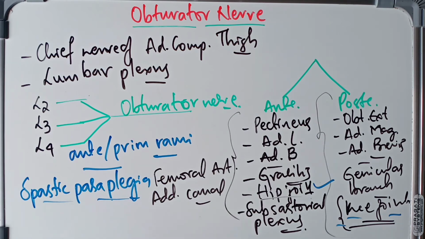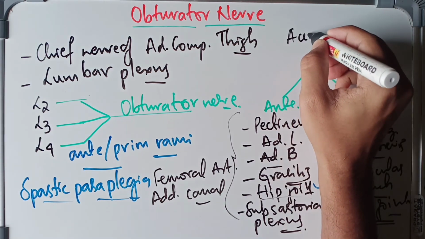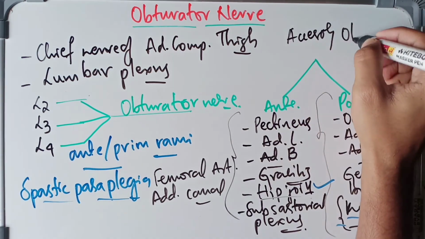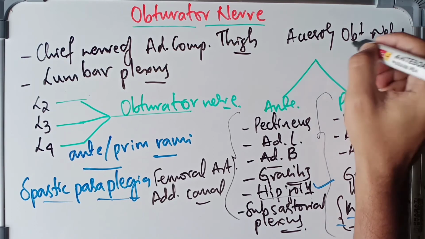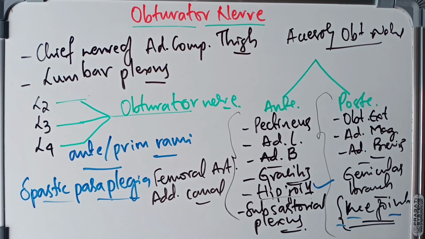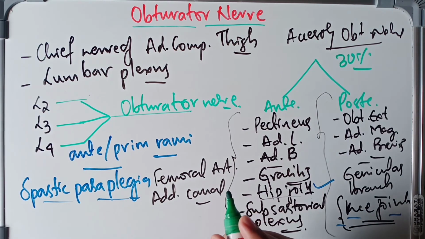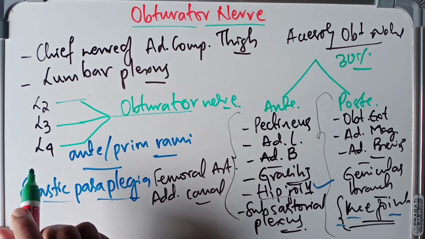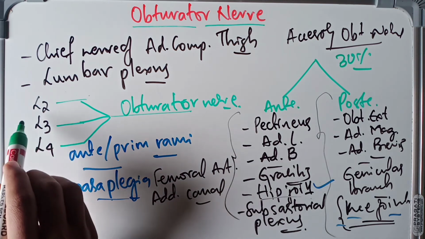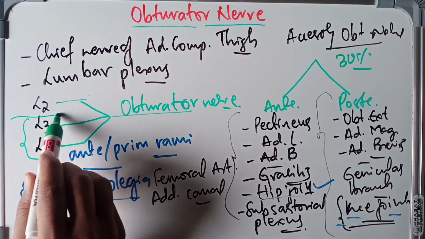There is another small topic that you need to know, called the accessory obturator nerve. So what is so special about the accessory obturator nerve? It is present in only about 30% of individuals, and it also arises from the lumbar plexus, but only by the ventral division of the anterior primary rami of L3 and L4.